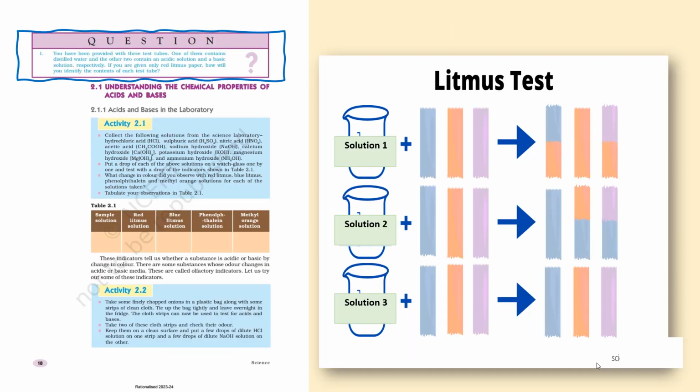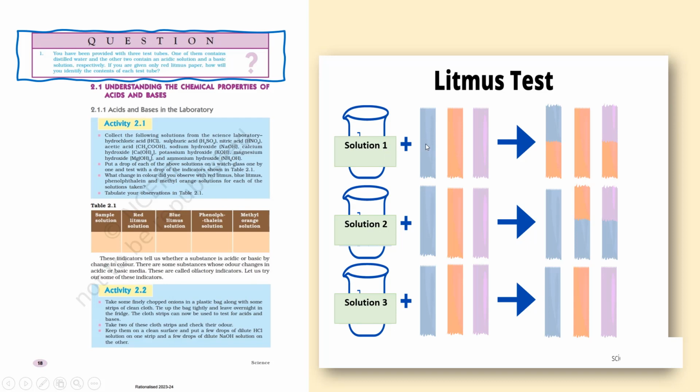Now coming to the next, we have a very interesting question here. You have been provided with 3 test tubes. You can see in the image, these 3 test tubes have 3 solutions, 1, 2 and 3. One of them contains distilled water, and the other 2 contain an acidic and a basic solution respectively. If you have been given one litmus paper, how will you identify the contents of each test tube? Now you can observe this litmus test. We will be doing only the litmus red and blue.